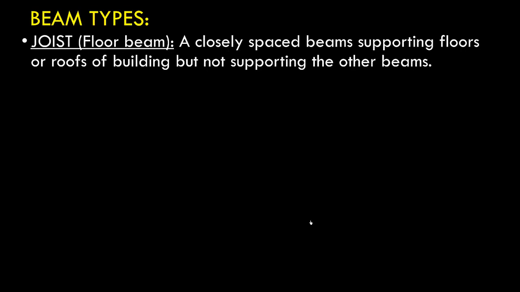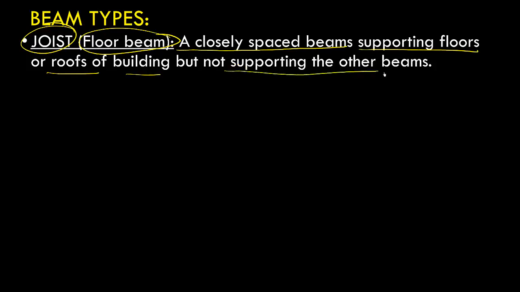And the first type of beam that we have is basically floor beams. The floor beams are also called joists. So basically a joist is a closely spaced beam, and this supports the floors and the roof of the building. So any load that is coming on the floor or the roof of the building is basically transferred to the joist, that is the floor beams. But an important point: a joist or floor beam does not support the load that is coming on any other beams. So this does not support the load that is coming due to the other beams.